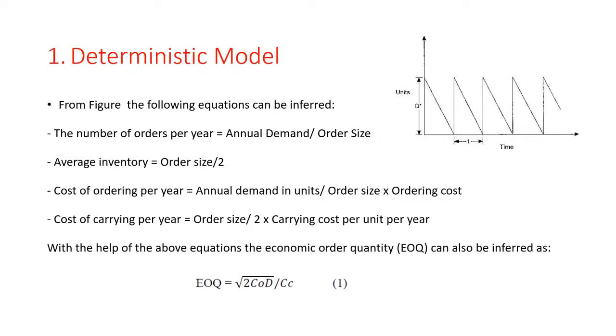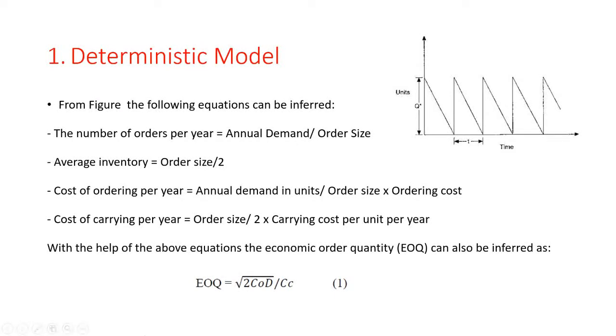With the help of these equations for the number of orders per year, average inventory, cost of ordering per year, and cost of carrying per year, the economic order quantity can also be inferred as EOQ equal to root of 2 CO D divided by CC. Here CO means what? Cost per setup. D is what? Demand. And CC is what? Carrying cost per unit per year.